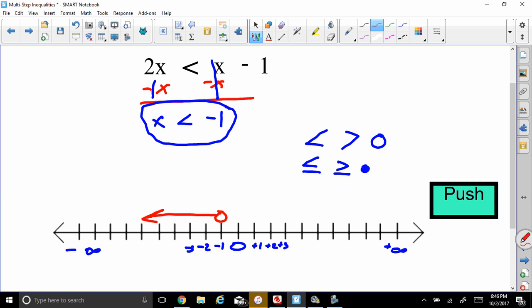So I hope you understood it. It's good to remember this. This is very important in graphing. So make sure you know which circle to use when you're using which symbol.